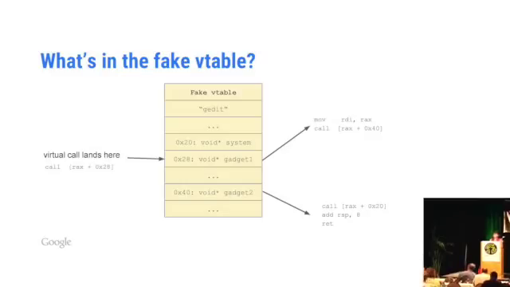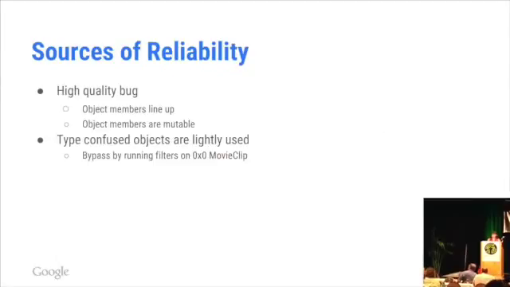So why is this bug reliable? Well, I think the most important part is just the high quality of the bug. All those object members line up, and you have a lot of different options, so that's great. The other thing is that the object members are mutable. They're basically as mutable as you can get. You can read and write every single property, and that's important in making this reliable.